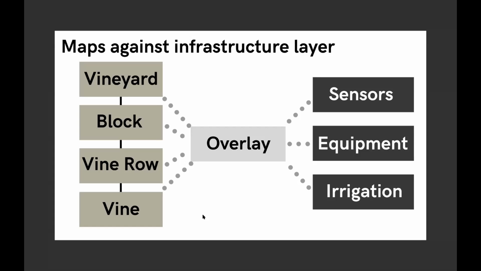So it might be, you know, dripper lines that go along vine rows. It might be things that are hazards like submains, also things that are points such as solenoids and flow meters. So yeah, as we're working through this process, we are ensuring that that infrastructure layer has the ability to be mapped and overlaid against all those core components.